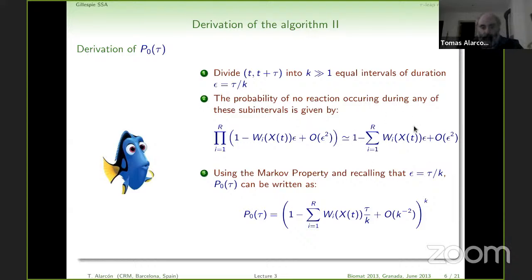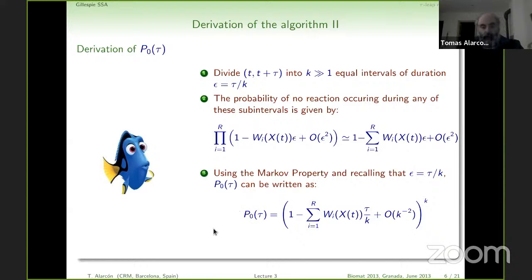given by this thing here. Okay. Now, using the Markov property, we can write this P naught of tau, the probability that nothing happens during the whole interval, as the product of the probability of nothing happening during each one of the subintervals. Okay, therefore we will have this expression. Here we have used that epsilon is tau divided by k. And again we have contributions here of order k to the -2.